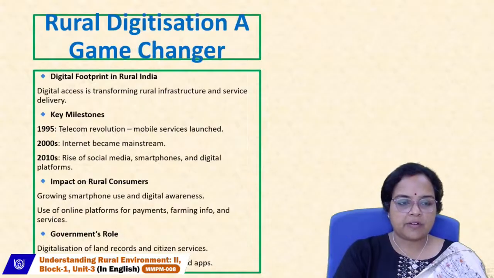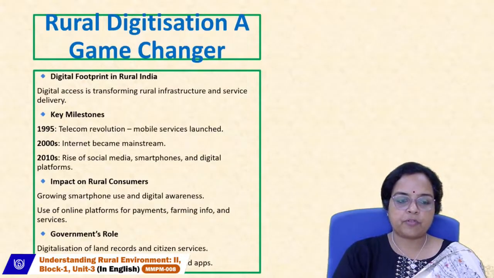Key milestones: after the 1995 telecom revolution happened, in 2000 the internet became mainstream, and in 2010 there was a rise in social media, smartphones and digital platforms. What are the impacts on rural consumers? They gained awareness about the product, and they have started comparing the product with other products.